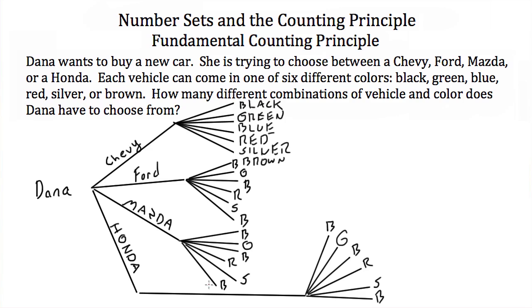Now if we count up all of these different options, there are 6 here, 6 there, 6 there, and 6 here. So there are 24 different possible combinations of vehicle and color that Dana has to choose from. First, she had to choose between 4 different makes of car, and then she had to choose from 6 different colors of those cars. Multiply 4 and 6 and you get your 24. This is the fundamental counting principle.